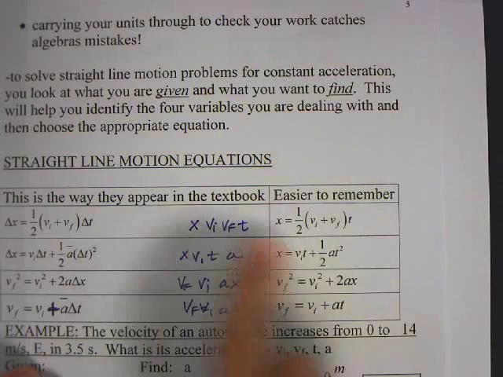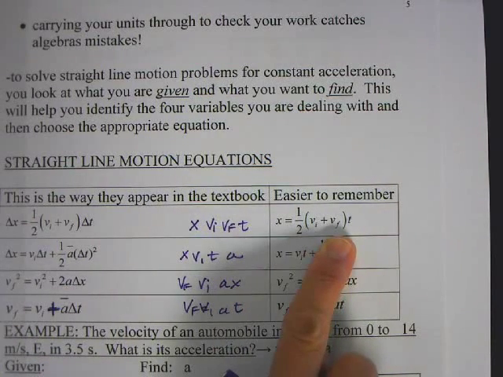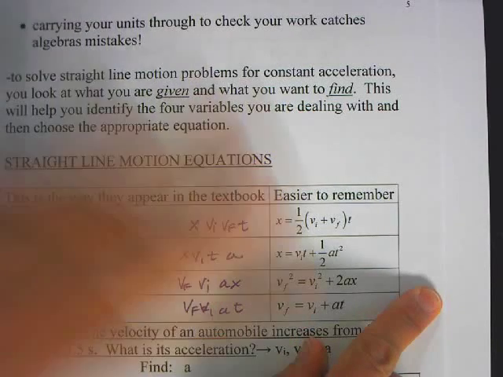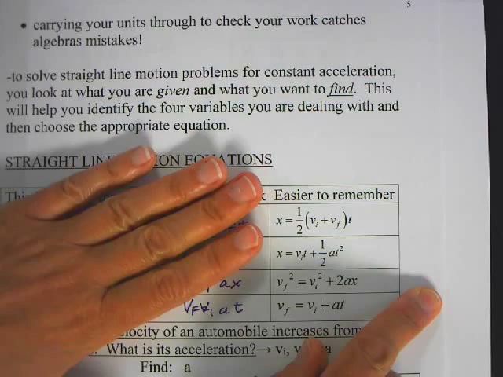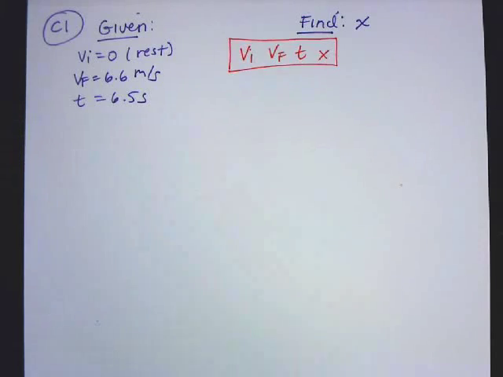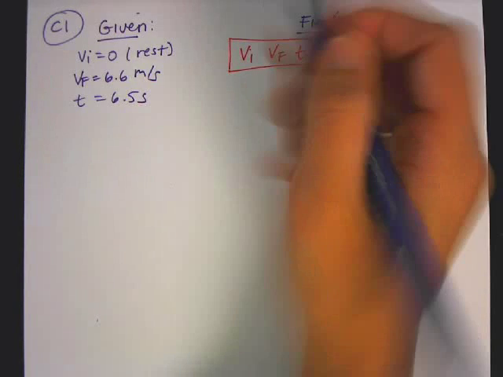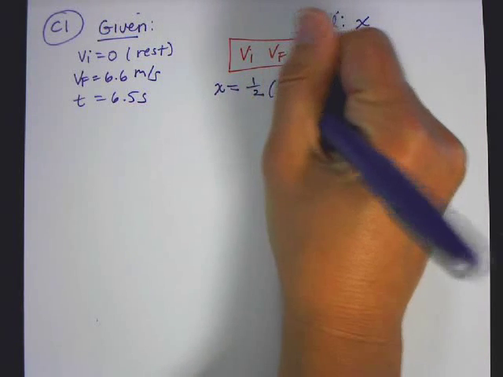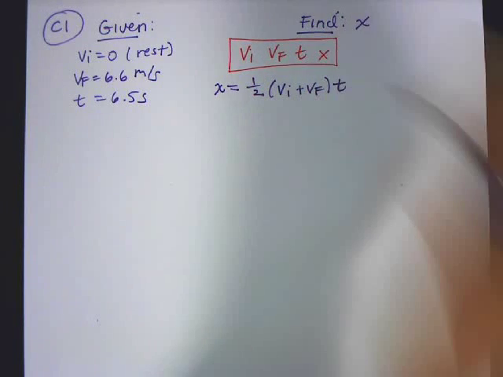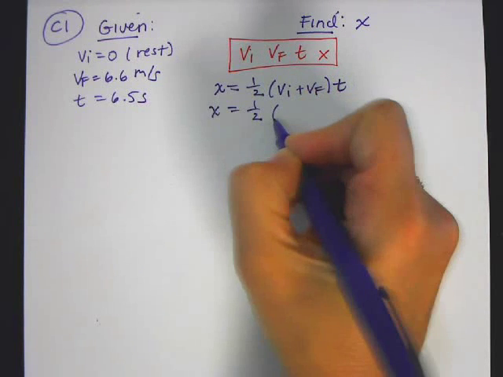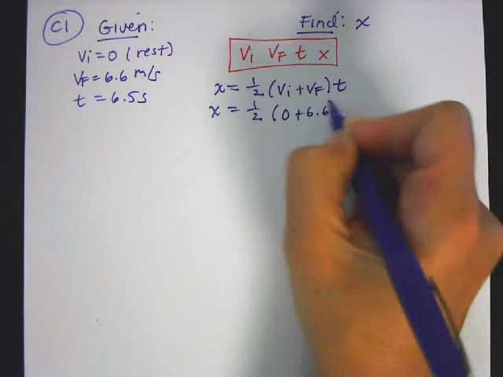So when you're taking a test, after you memorize these four equations for our test on this chapter, on the back of your FRQ paper, you write down the four equations right away. But you're going to see as we do the homework over and over again, and you're using the same four, you'll just remember them. So first we write our basic equation. x is equal to 1/2 (vi plus vf) times t. Now we substitute in our values. 0 plus 6.6 times the time, which is 6.5 seconds.